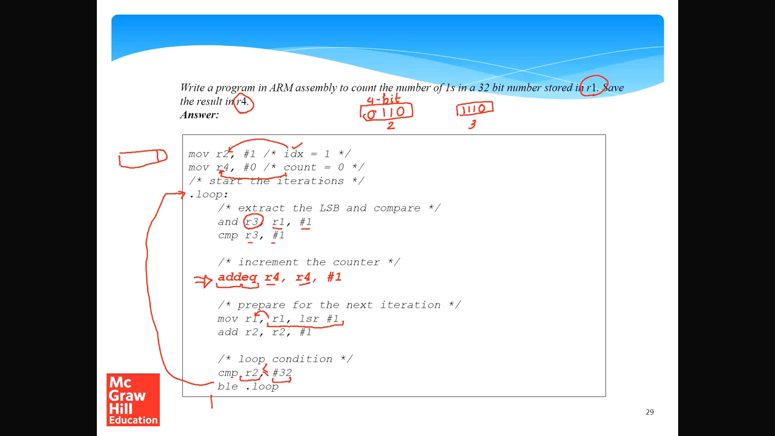The important point to understand for all of us is this ADDEQ instruction, which made our life extremely easy. Otherwise we would have had to have a branch. After the comparison, if it is successful, we would have had to add a branch statement where we either increment or don't increment R4. But that entire piece of code was folded into this one single instruction, which makes our coding process very, very efficient.